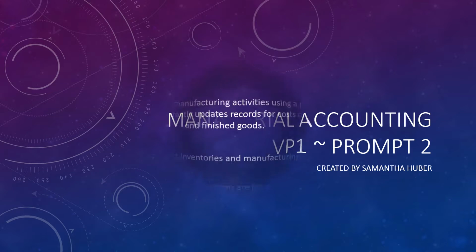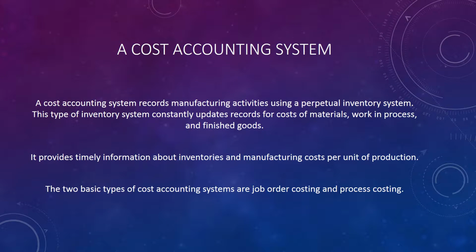1. To fully comprehend these concepts, we must first understand a cost accounting system. A cost accounting system records manufacturing activities using a perpetual inventory system. This type of inventory system constantly updates records for costs of materials, work in process, and finished goods. The 2 basic types of cost accounting systems are job order costing and process costing.